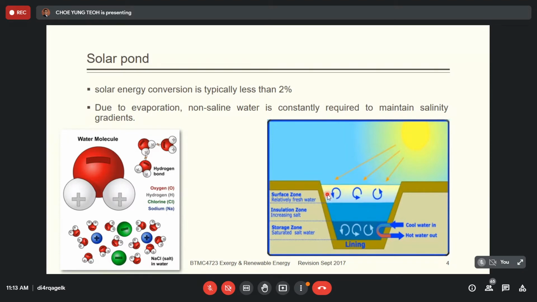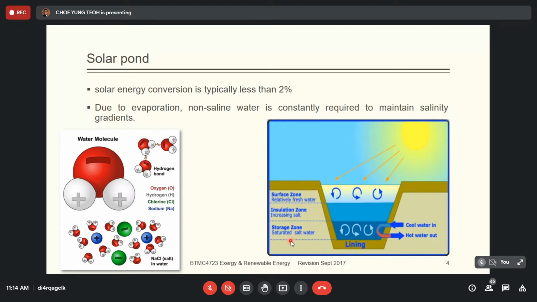what happens to the salt, which has higher density? You can see that the salt, with the negative and positive blue and green molecules, will be heavier. So it will move downward by gravity. At the end, at the bottom level, you will have one layer of water with a very high salt concentration, or what we call saturated salt water. It's already saturated and cannot be added to.